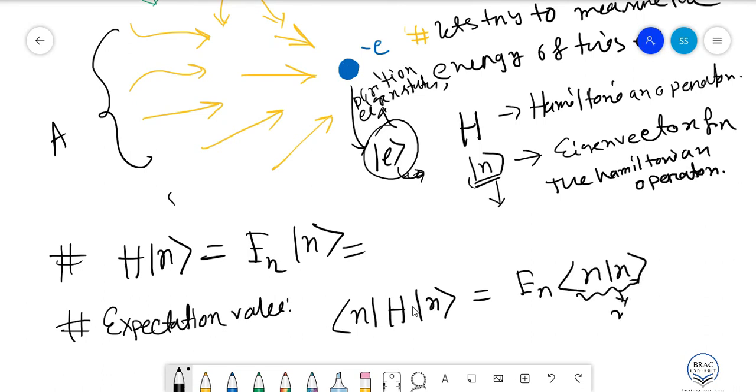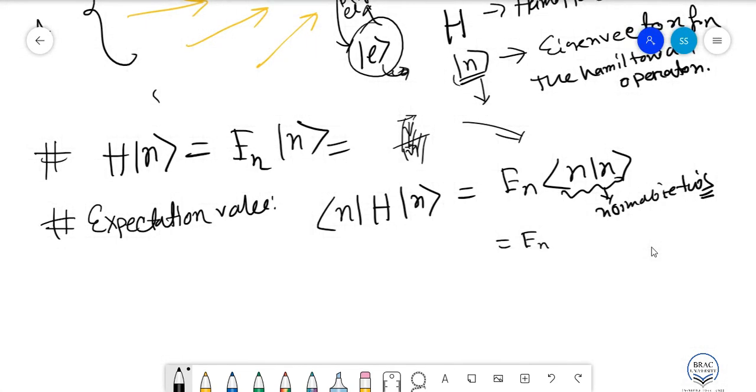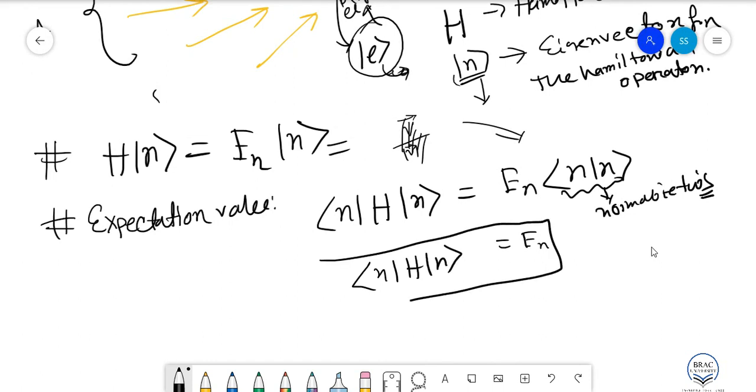And you can normalize them. We'll see later how we can do this. Obviously, if you remember how to normalize a vector, you just take the vector itself and divide by its norm. Analogously, you can normalize these n vectors or n kets using the bracket notation as well. So let's just cut it down. The expectation value for the Hamiltonian is just energy.